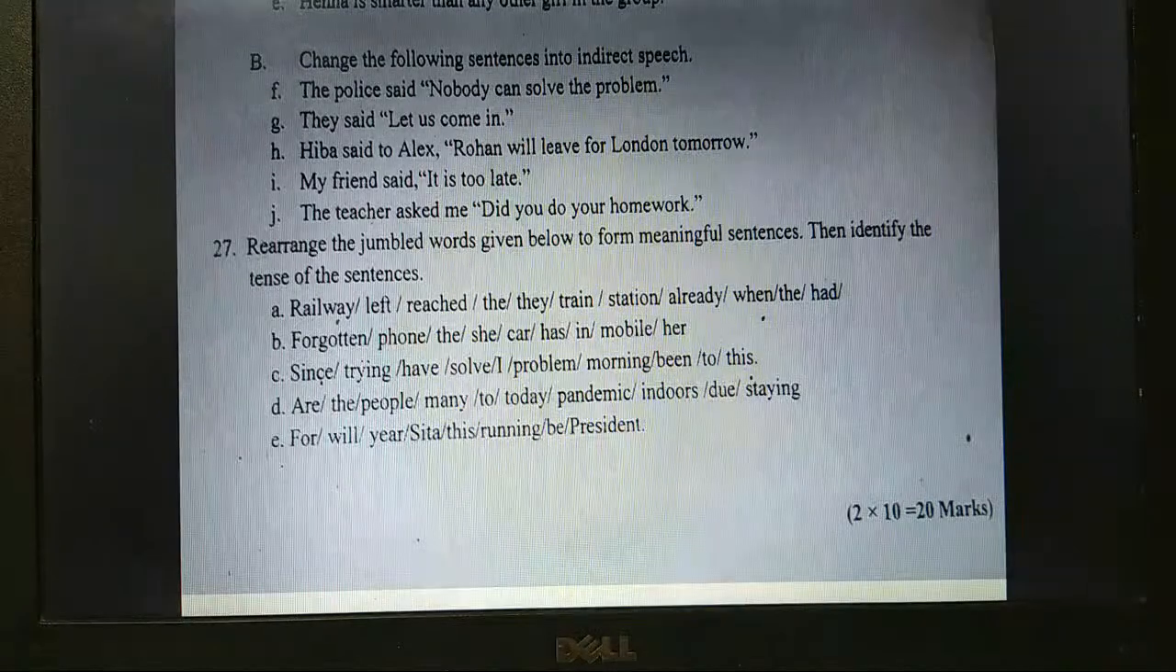C. Since trying, have, solve, I, problem, morning, been, to this. Answer, I've been trying to solve this problem since morning. Present perfect continuous tense.